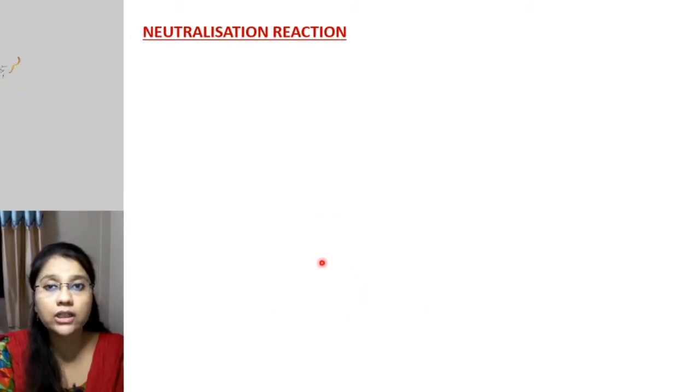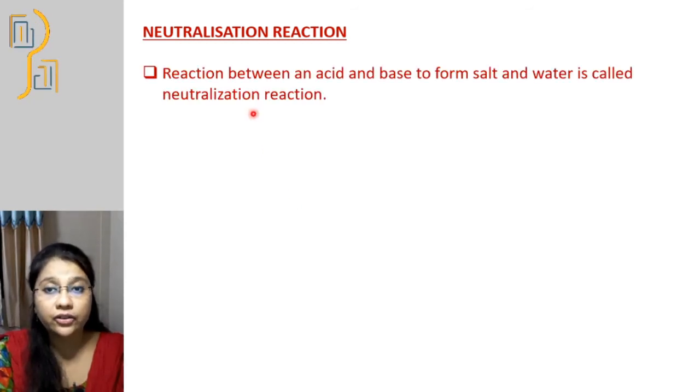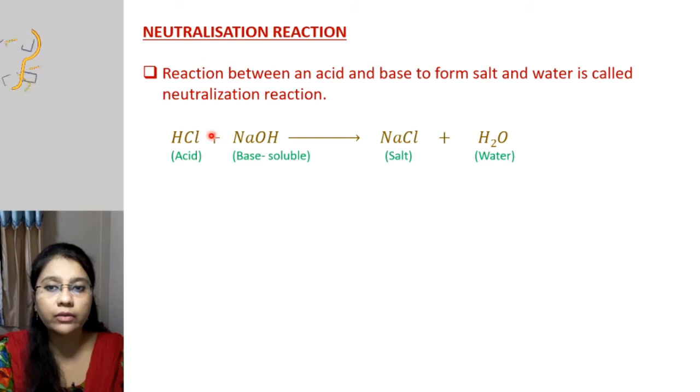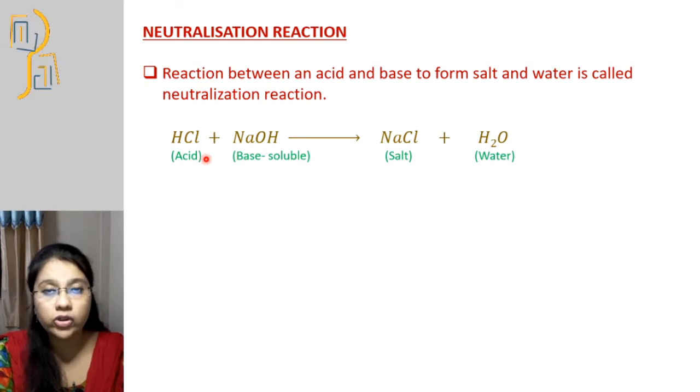Another type of reaction is neutralization reaction. The reaction between an acid and base to form salt and water is called neutralization reaction. Let's take some examples to understand this. When HCl reacts with NaOH, it forms NaCl plus H2O. That means an acid reacting with a base gives a salt and water. Also, you can see that there is an exchange of radicals. Hydrogen is going with OH forming water and sodium is going with Cl forming sodium chloride, which is a salt. So this is also an example of double decomposition reaction.